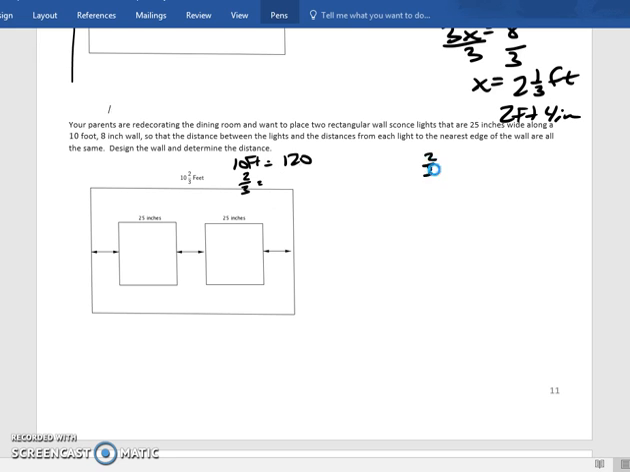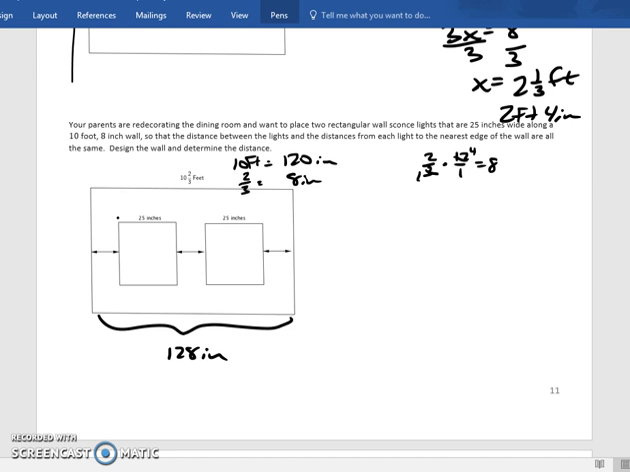So you could do 2/3 times your 12. Cross division, and so it's 8 inches. Now again, some of you can visually do that. That's fine, there's nothing wrong with that. So I know my entire distance is 128 inches that we are after.